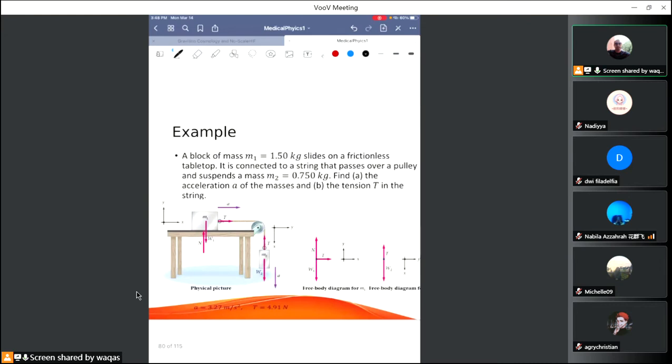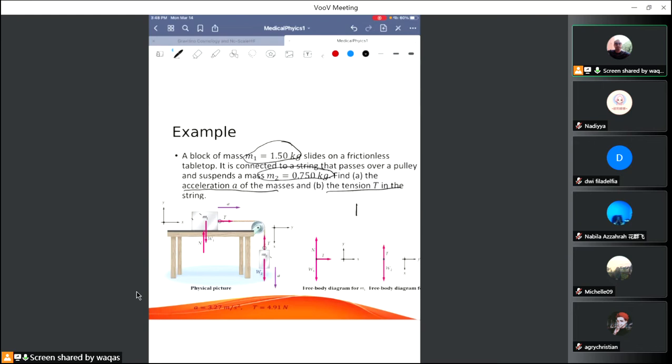Now we can try to understand one example and then understand this concept. For example, we have a block M1 with a mass of 1.5 kg, and a block M2 with a mass of 0.75 kg. Find the acceleration of the masses, and also find the tension in the string. Let's first understand this one.